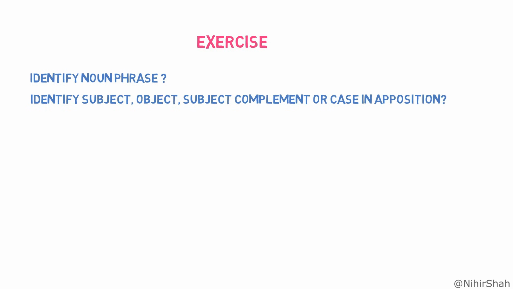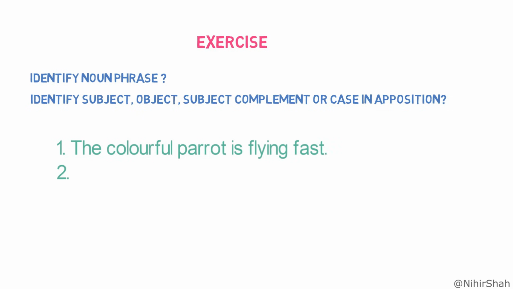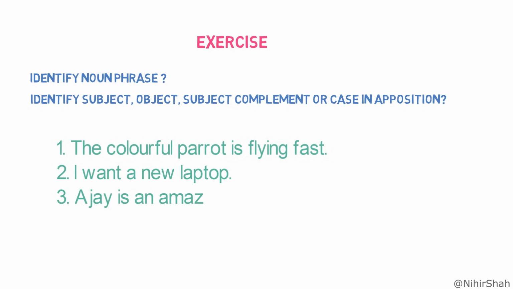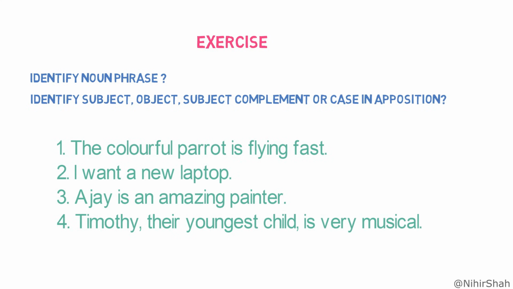The questions are: number 1, the colorful parrot is flying fast. Number 2, I want a new laptop. Number 3, Ajay is an amazing painter. And number 4, Timothy, their youngest child, is very musical.